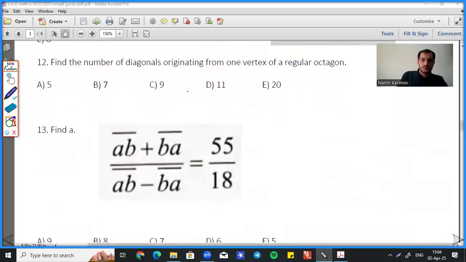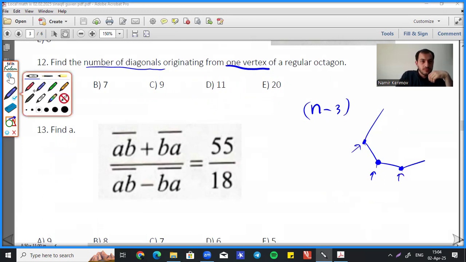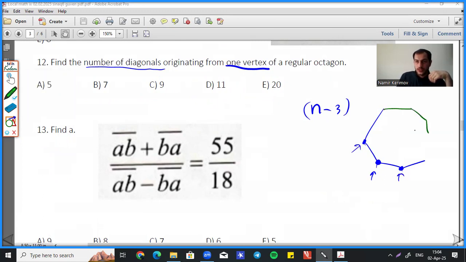Question 12. So we should find the number of diagonals from one vertex. So the formula was n minus 3 from one vertex. We said that itself and two neighborhood points, for any polygon, we should not take them. And then we can count all the diagonals which we draw from one of the vertices. So that's what we said. The formula was n minus 3 from one vertex.